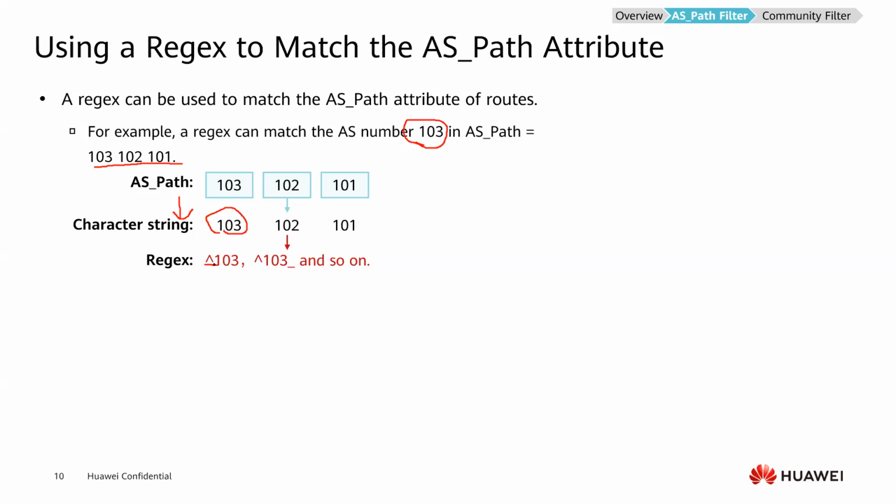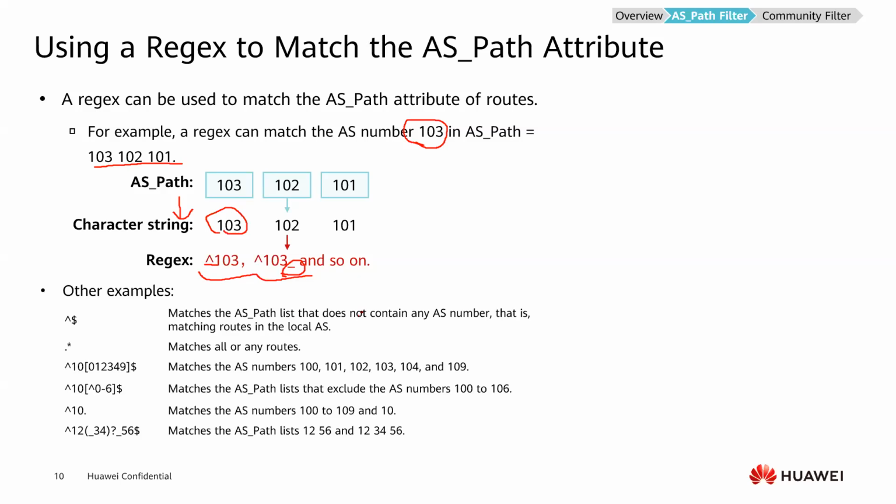So you can use this character to make this string start with the 103. Okay, and then you can use the 103 with the underscore. That means it can match any separators. So it will not end with the 103. It will be with other AS-path attributes, right? So you can use this and so on to match this AS-path filter.